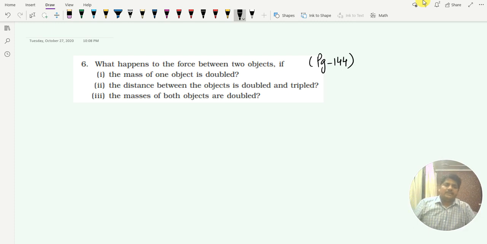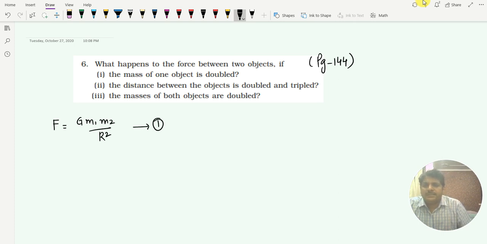So when we were studying this chapter in my previous lectures also, we have done one or two questions exactly similar to this. The question is, what happens to the force between two objects if the mass of one object is doubled? Now, what is the formula to find out the force? We know that the formula to calculate force is F equal to G m1 m2 by r square. Now, what is the given condition here? This is the actual force.